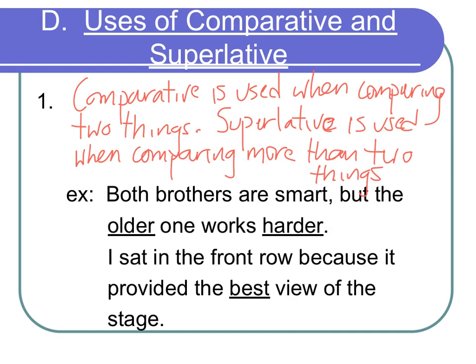But we use the superlative in the second sentence, I sat in the front row because it provided the best view of the stage. For at a theater, there are going to be more than two seats. There are going to be more than two views. So that's why we're going to use the superlative. Okay. So if you have two things, you use the comparative. If you have more than two things, you're going to use the superlative.